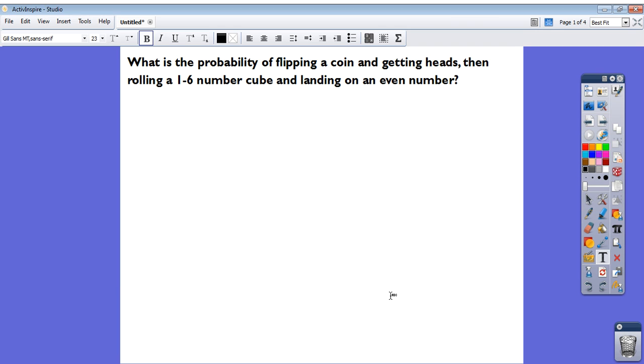Hey guys, today we're going to review compound probability. Compound probability just means there's more than one probability that's happening at the same time. Let's take a look at some examples.